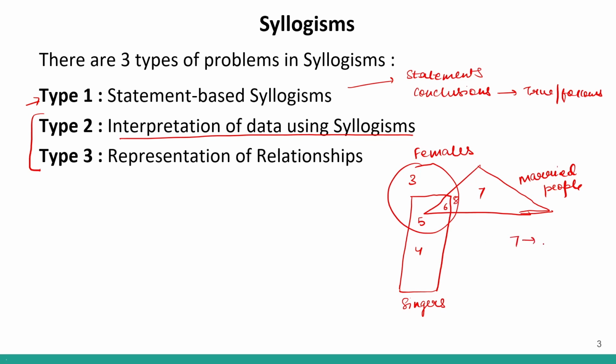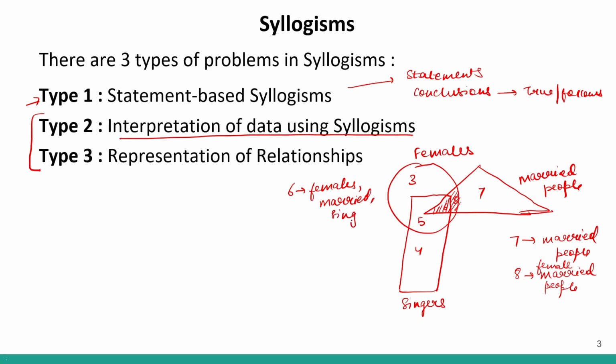So basically 7 is the number of married people. 8 is the number of female married people. 6 is the data for females that are married and know how to sing, females that are married and are singers. 5 will be females who are singers. 3 will be the number of females and 4 will be the number of singers. So this is how the data is represented.